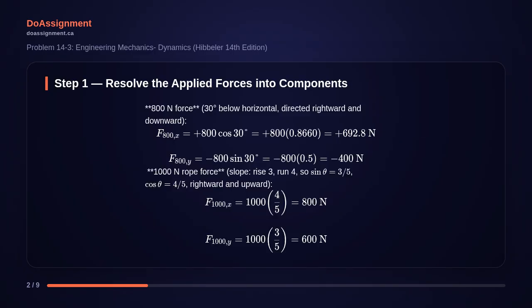First, let's break each applied force into horizontal and vertical components. The 800 Newton force acts 30 degrees below the horizontal, directed to the right and downward. Its horizontal component is positive 800 cosine 30 degrees, which equals positive 692.8 newtons, and its vertical component is negative 800 sine 30 degrees, which equals negative 400 newtons. The 1,000 Newton rope force has slope components of 3 vertical and 4 horizontal, giving a sine of 3/5 and a cosine of 4/5. Its horizontal component is 800 newtons to the right, and its vertical component is 600 newtons upward.